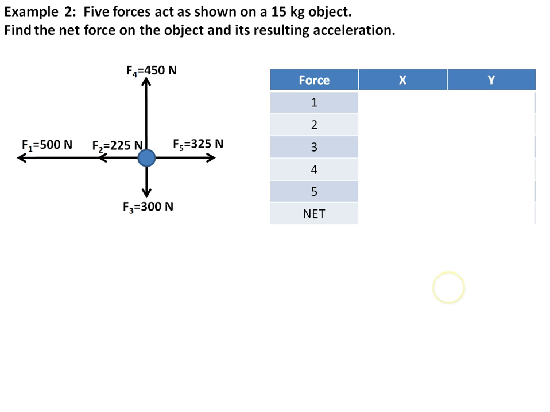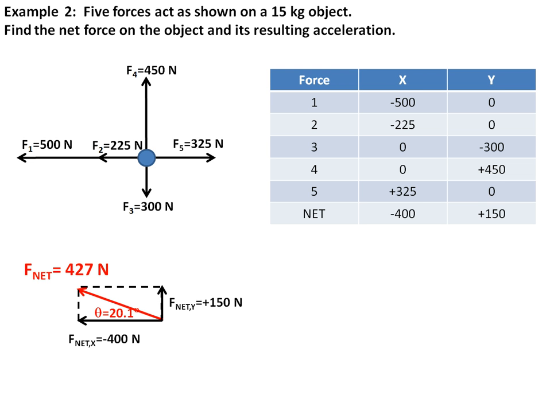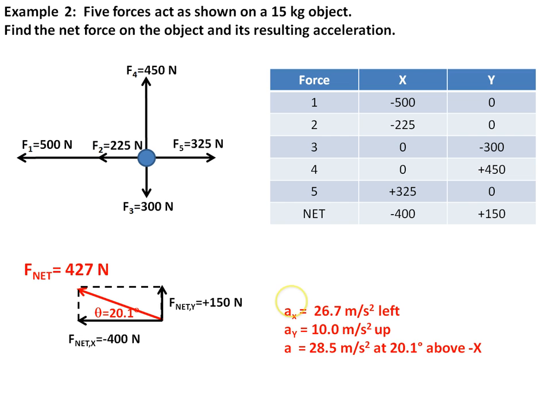Okay, so I'm glad you came back. Let's see how you did. There's our force table. Okay, so negative 400 and plus 150. That's our net force diagram. So 427 newtons at 20 degrees above the negative x-axis. And I'll just state the final accelerations here so you can check your work. So hopefully you did okay with that, and I hope that you drew this secondary diagram. I hope that you drew a nice table, and I hope you showed your work for the calculations.